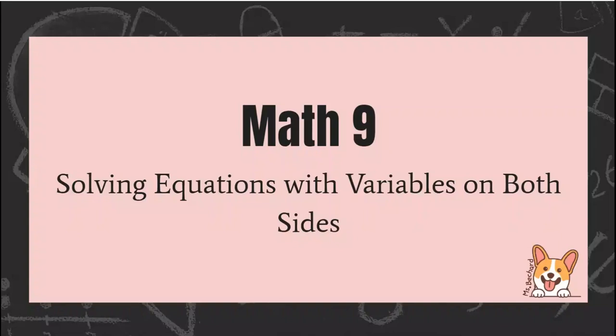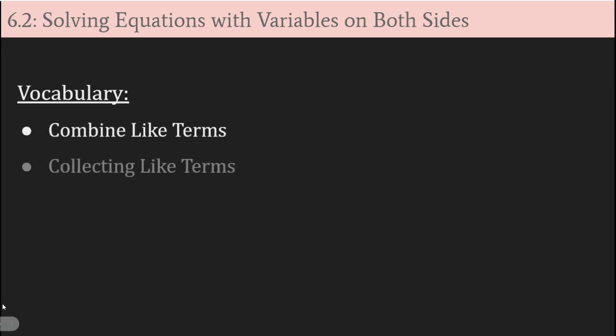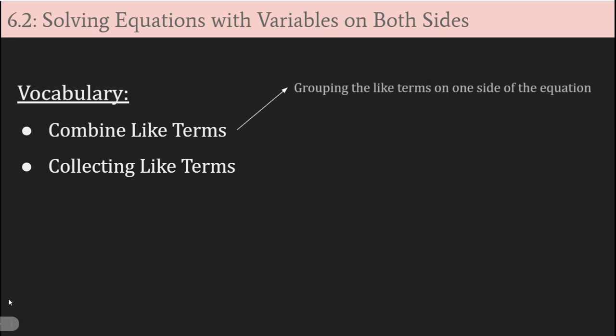In topic 6.2, we're going to be looking at solving equations with variables that are on both sides of the equation. So in this lesson, we're going to be focusing on two key concepts, looking at combining like terms as well as collecting like terms. They're very similar, however, there is some difference between the two.